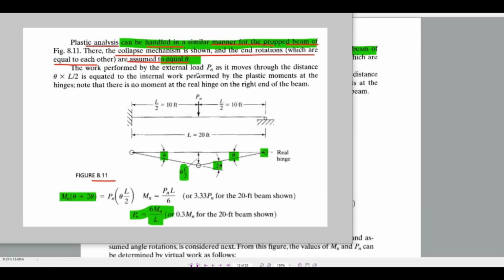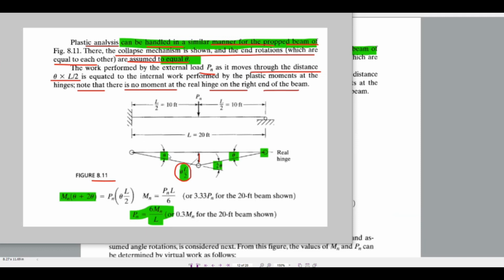The work performed by the external load Pn as it moves through the distance of theta into L/2, this moves through theta into L/2, right? Okay. That is equal to the internal work performed by the plastic components at the hinges. Note that there is no moment at the real hinge on the right end of the beam. Here there is no moment.